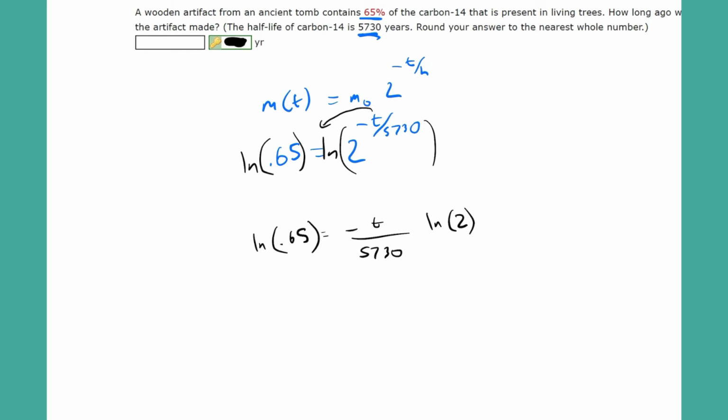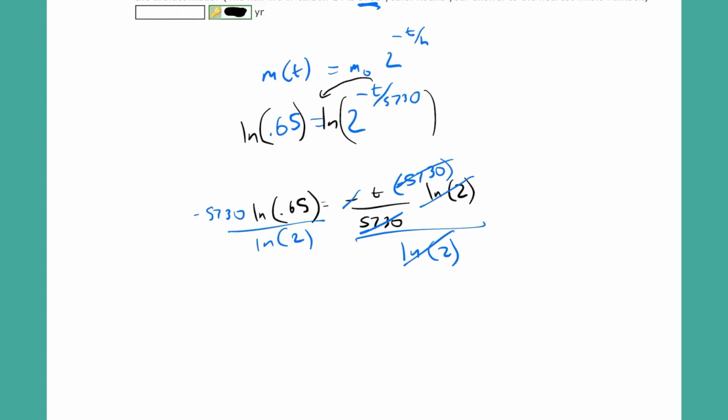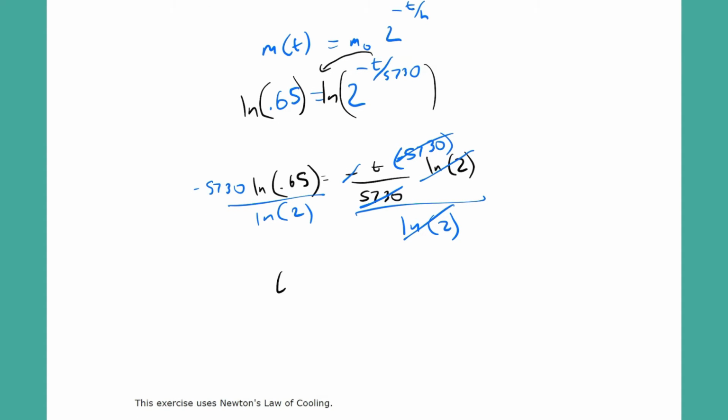So what we can do at this point is divide both sides by natural log of 2, and also multiply both sides by, or actually negative, 5730. So we can cancel the negative and the denominator at the same time. And so now we have t equals negative 5730 natural log of 0.65 over natural log of 2. And that should do it.